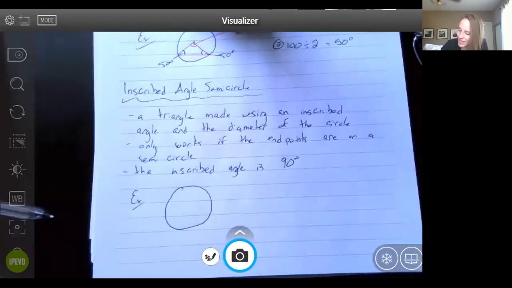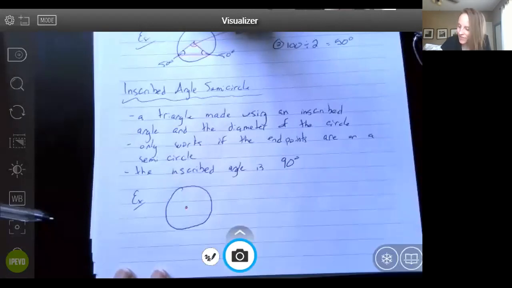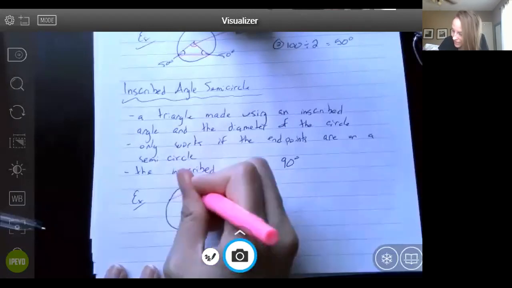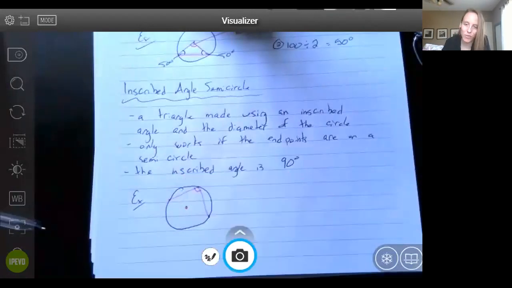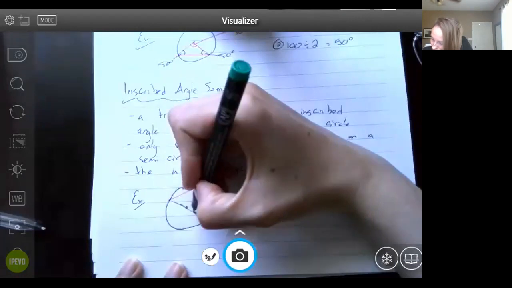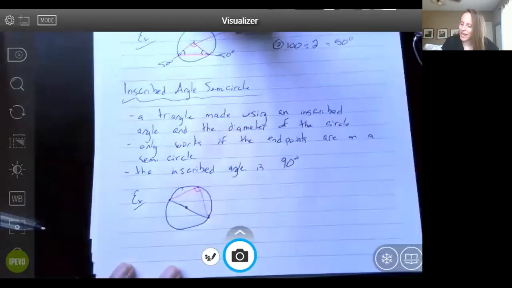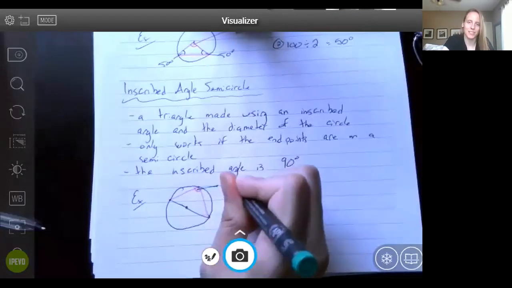So what that would look like is, say that is the center of the circle. If I have an inscribed angle that looks like this, and I can connect those two endpoints by going through the center, like so. Now I've connected the two endpoints with a chord that happens to be the diameter. That means that my inscribed angle is definitely 90 degrees.